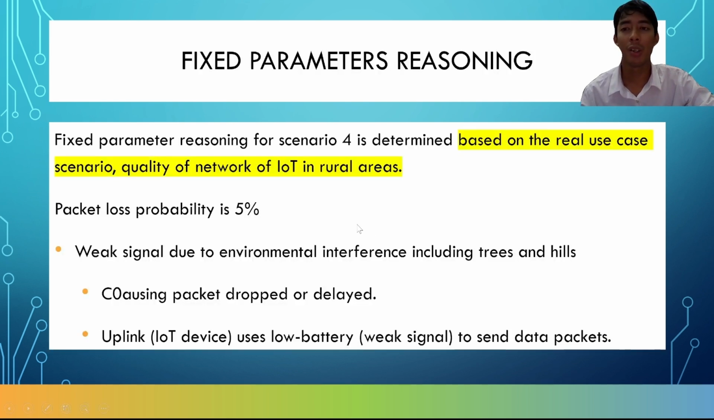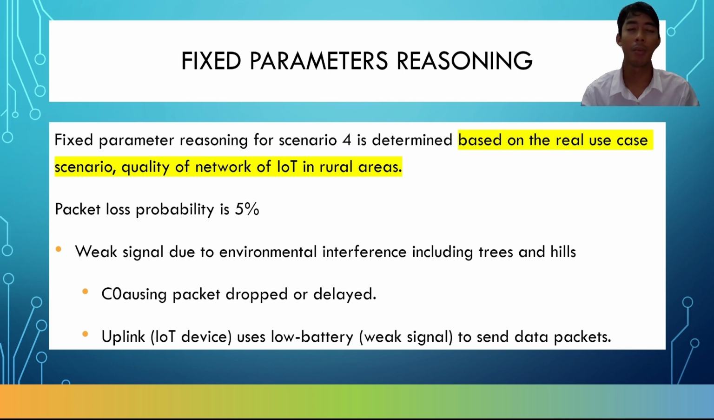So I use fixed parameters that I chose based on a real use case scenario, which is the quality of network of IoT in rural areas. So the packet loss probability is 5% or 0.05. Packet loss is 5% because of the weak signal due to environmental interference, including trees and hills, and even causing the packet drop or delay.